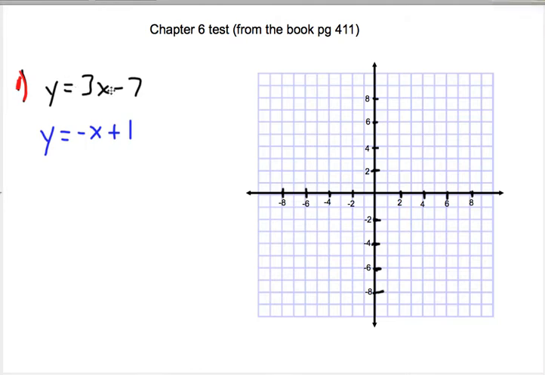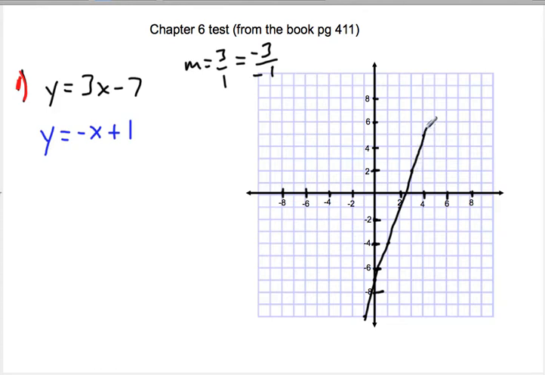This first one we have y equals 3x minus 7. That means the y-intercept is at -7 down here. And the slope is 3 over 1. So I can write that as positive 3 over 1 or negative 3 over negative 1. So that means up 3, right 1, or down 3, left 1. So it's going to be a line that goes through these points.